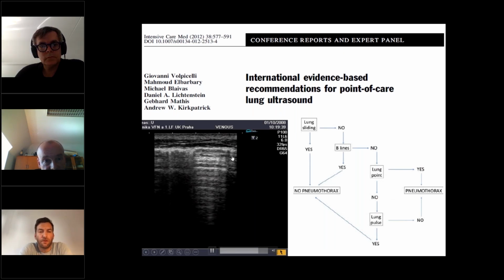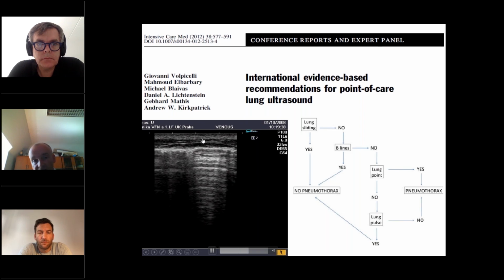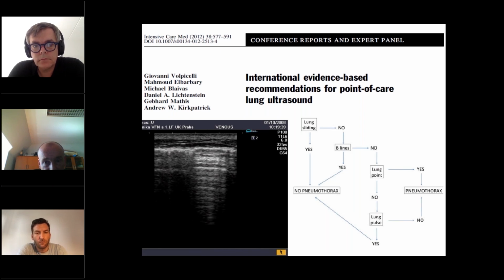Just an example of a consolidated lung, emphasizing that the lung point is not everything. You should also see, in the normal portion of the pleura, a lung pulse, or you should see a comet. Sometimes the lungs are so diseased that the pleural sliding is difficult to differentiate. So you need to exclude not only sliding, but also B-lines and a lung pulse to decide: is this a pneumothorax, or do I really have to look for a lung point?